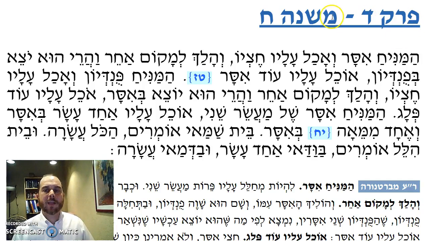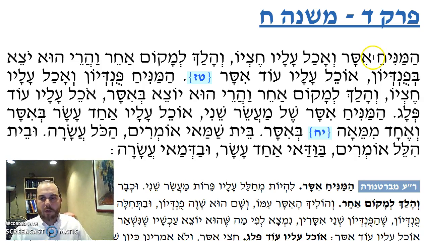On Maaser Sheni, Perek Daled, Mishnah Chet, the 8th Mishnah in the 4th chapter of Maaser Sheni. The first part of the Mishnah is going to talk about someone. Remember, we talked about how you can be mechalel. You can transfer the value from money to fruit and fruit to money sort of automatically.